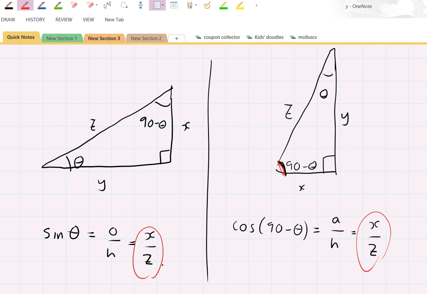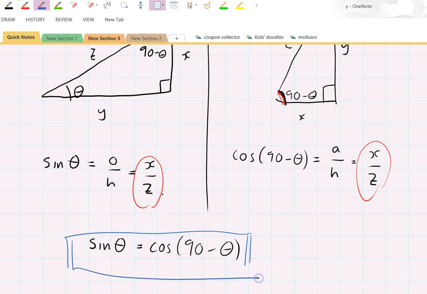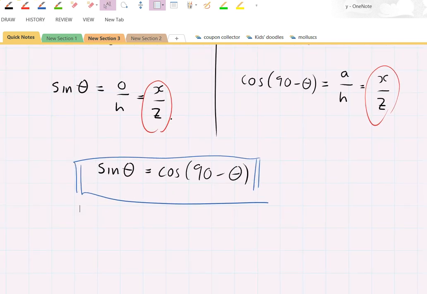So we've got this nice little thing here, and it's true in general, that sine theta equals the cosine of 90 minus theta. How about that? So that saves an enormous amount of time. If I've figured out the sine of an angle and then I want to work out the cosine of 90 minus that angle, then I've just got this nice little relationship here.